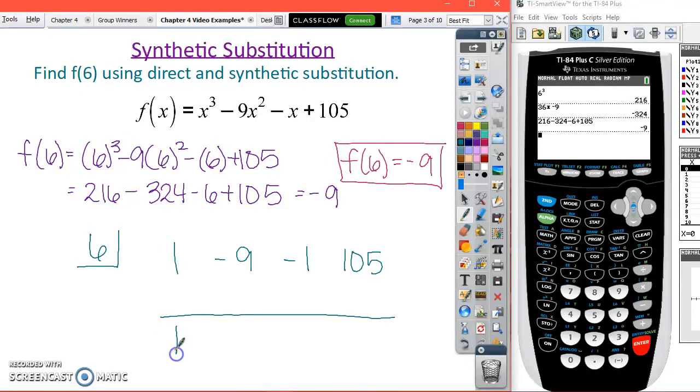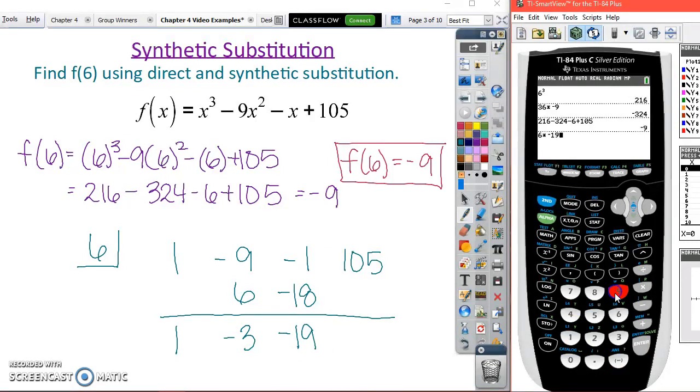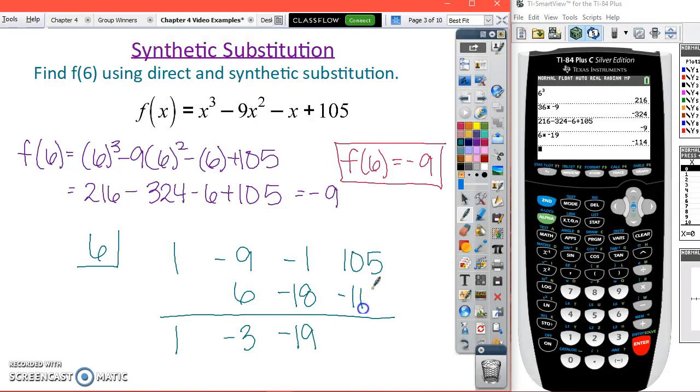To start, I'm going to drop down my 1, multiply it by 6, and place it underneath the negative 9. From here, I'm going to add the negative 9 and the 6 to get negative 3, and then do the same process over again. Multiply the negative 3 by the 6 to get negative 18, add it to the negative 1 to get negative 19. From here, I'm going to take negative 19 times 6, which will give us negative 114, add it to the 105, which will give us negative 9. So my answer is the last number. So again, like we did above, f of 6 is negative 9.